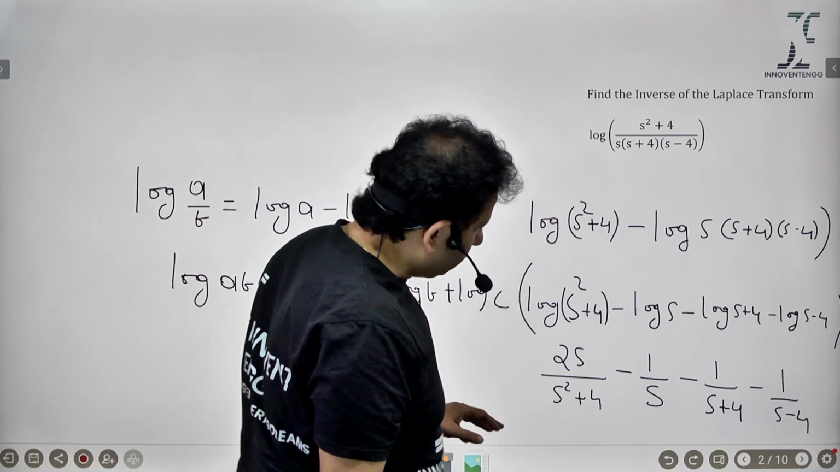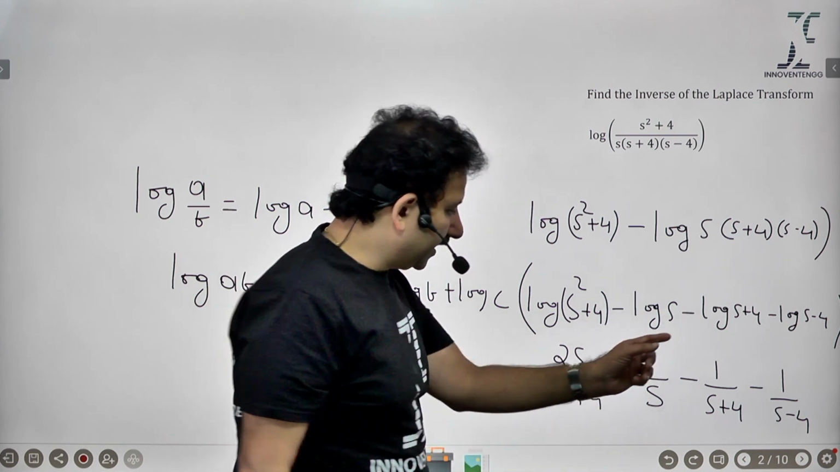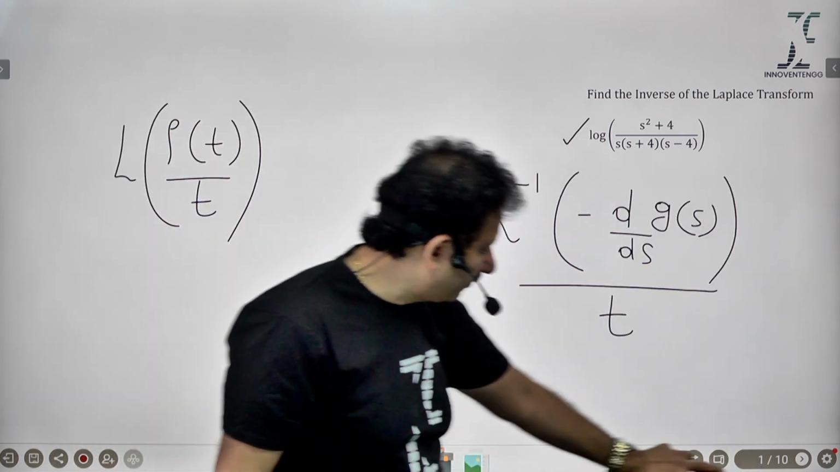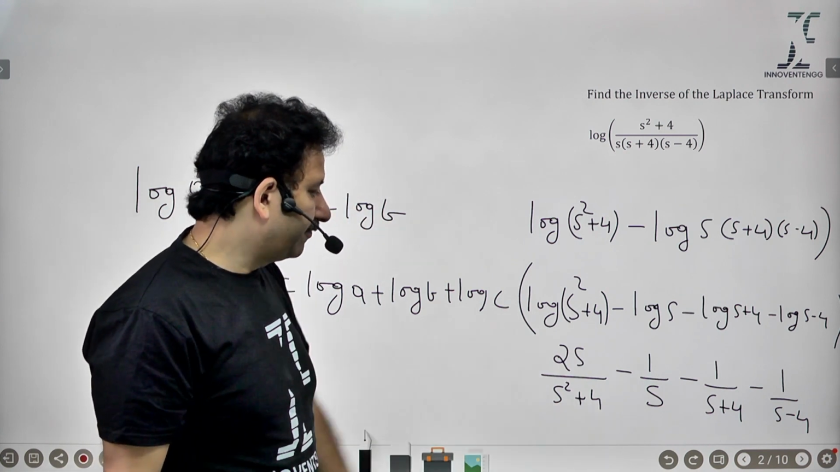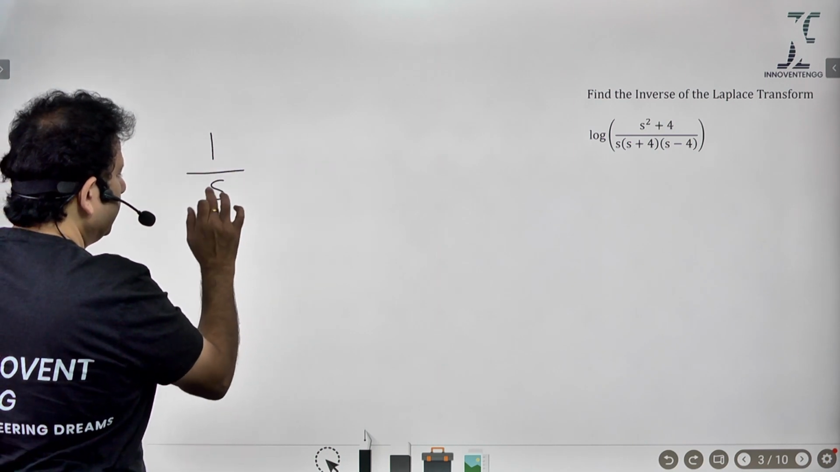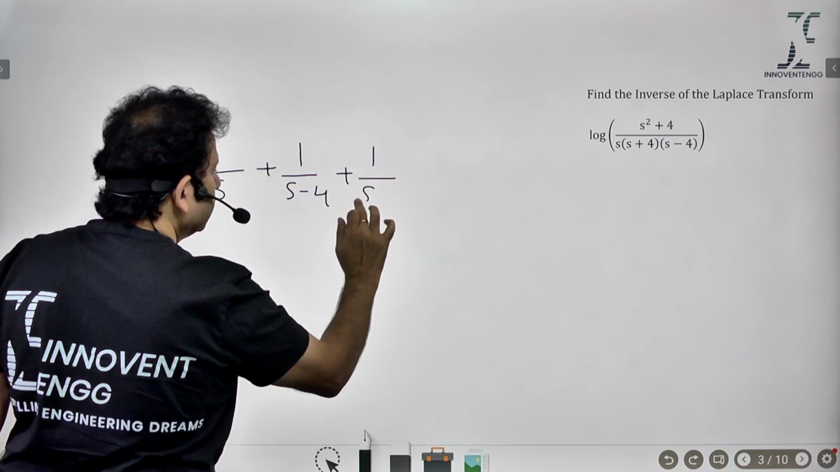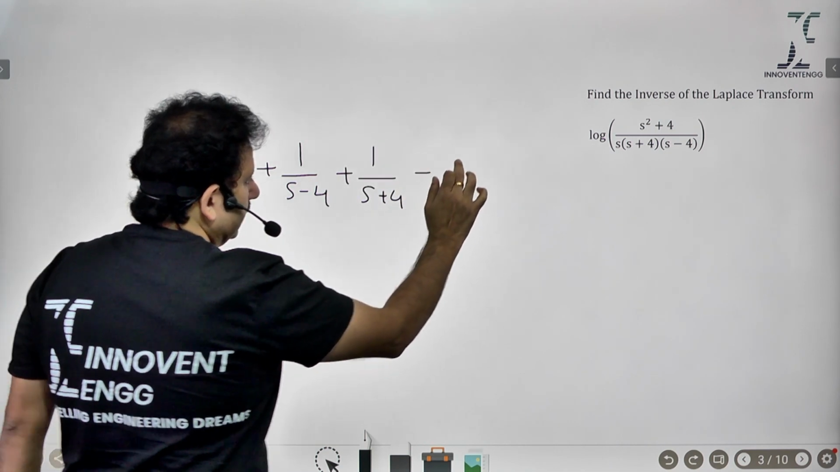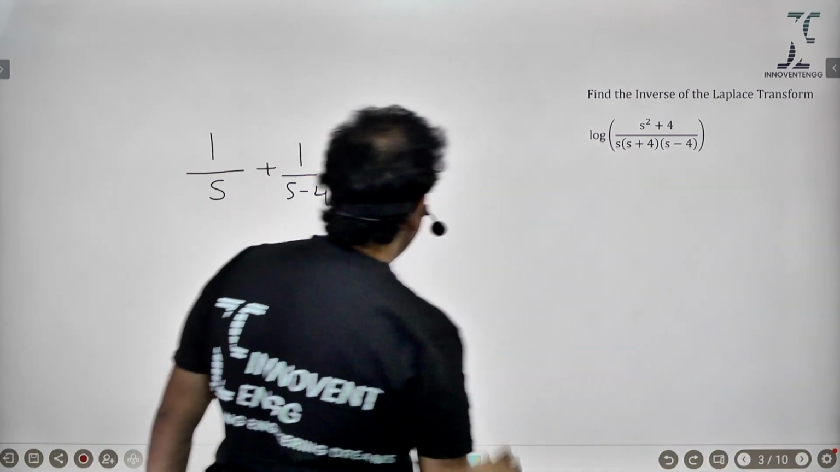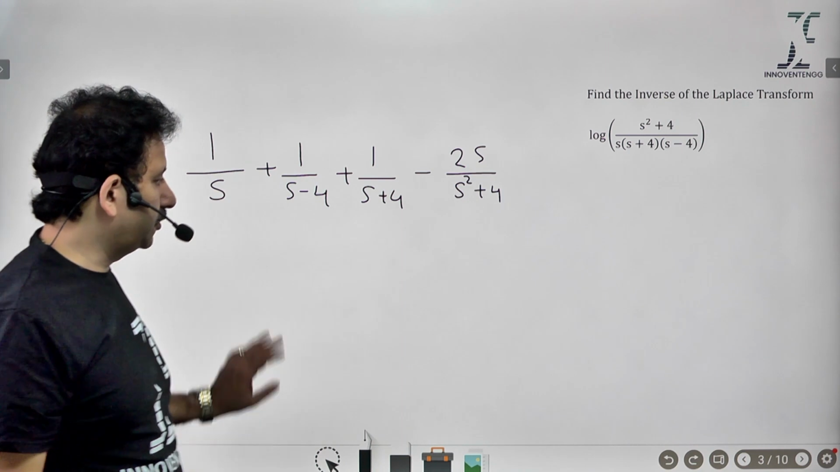Now the next step is, first step I simplified, second step I differentiated. The third step is to take negative of this, as we wrote the formula here. You will have to take the negative of whatever you got on differentiation, and therefore my next expression would be 1 by s plus 1 by s minus 4 plus 1 by s plus 4 and minus, so what I got as the positive expression, 2s by s square plus 4. So step number 3 is also complete.